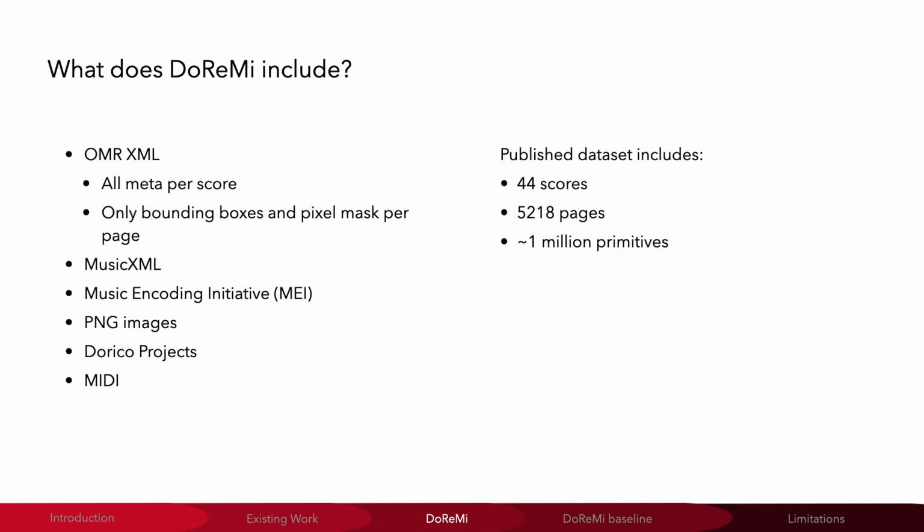The published version of the DoReMi dataset includes 44 scores, or nearly 5,200 pages, with nearly 1 million primitives. The data includes OMR XML files in 2 types: the main one, which contains visual, musical, and relationship information for each score, and the clean version with only bounding boxes and pixel information for each page, used only for object detection, classification, or instance segmentation. Along with those, it also has the corresponding MusicXML, MEI, binarized PNG images at 300 dpi, MIDI files, and the respective Dorico projects with the customized settings used during production.